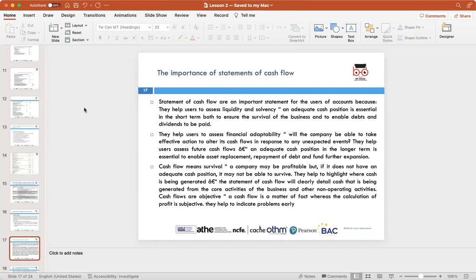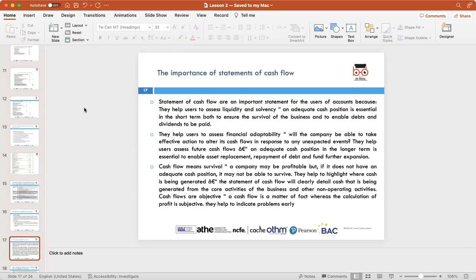As we discussed, a profit figure is the additional wealth created for a business's owners during an accounting period. So it's calculated using the accounting concepts of accrual and matching. So cash flow is as crucial for company success as profit. So these two are not always intertwined.